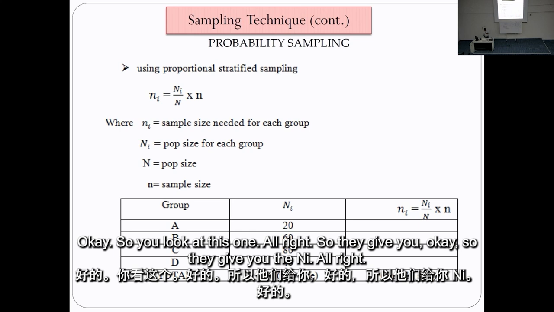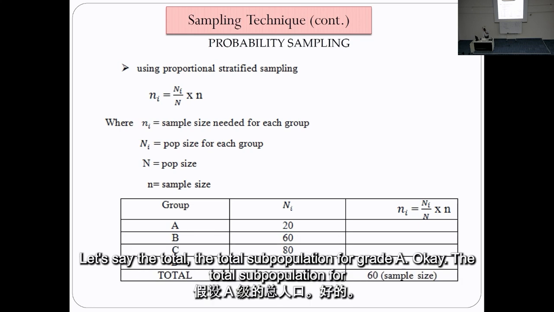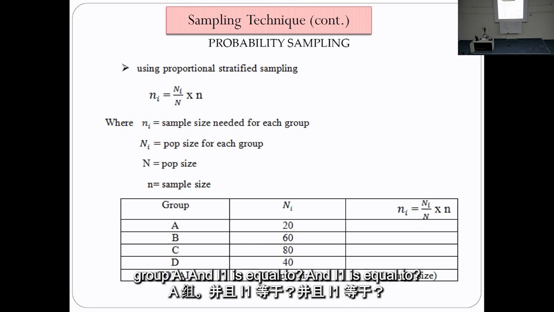So you look at this one. They give you the Ni. Let's say the total subpopulation for grade A, the total subpopulation for group A.